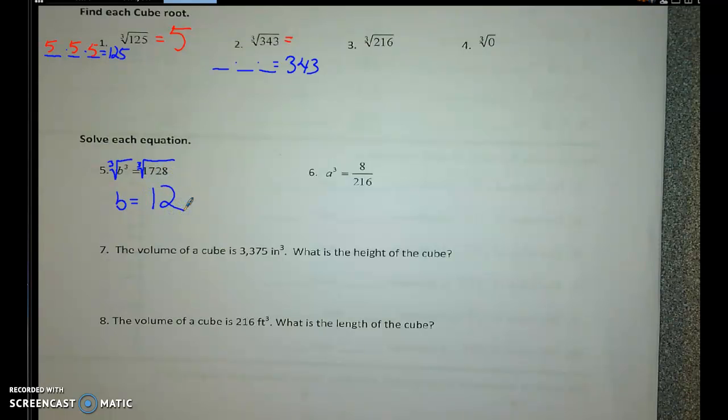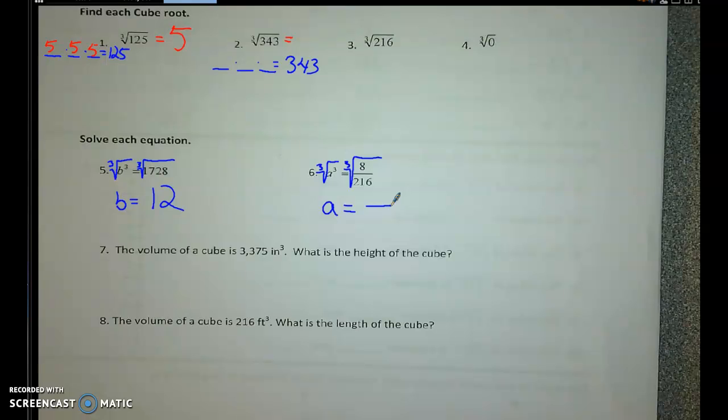Okay? Number 6, you're going to do the cube root again, because we have to do the inverse operation. So, cube root of 8 cubed. Same thing here. Cube root of 8 over 216. You're going to do cube root of 8, cube root of 216, and that's going to let you know what your fraction is. Now, remember, if you can simplify that fraction, you will need to go ahead and reduce it to its lowest terms.